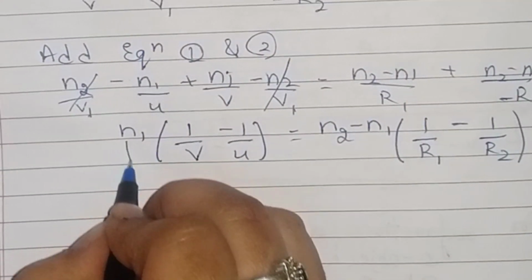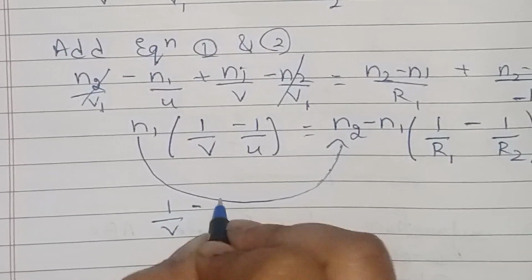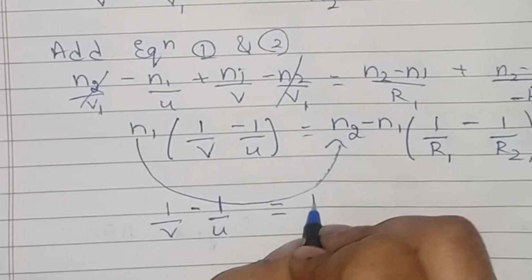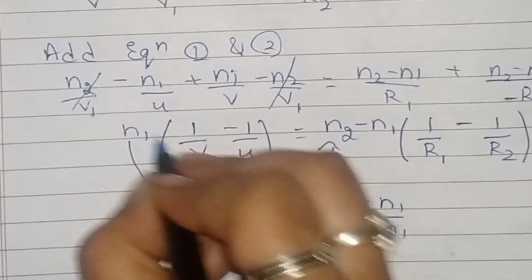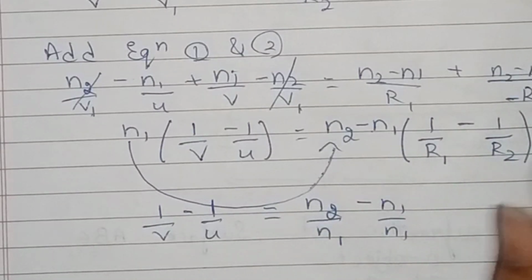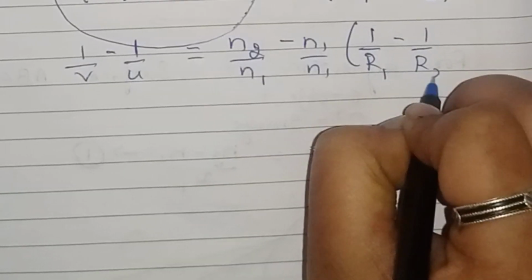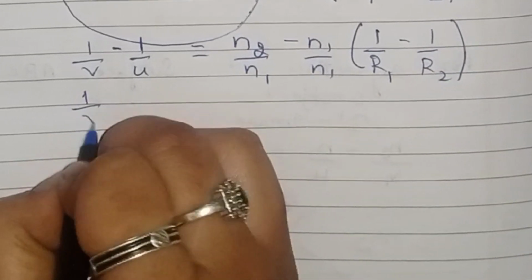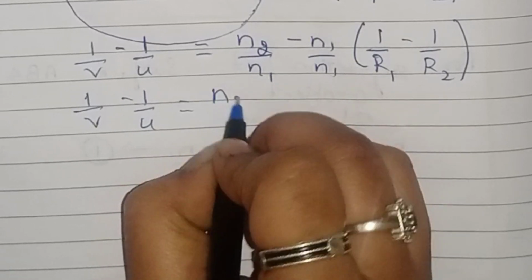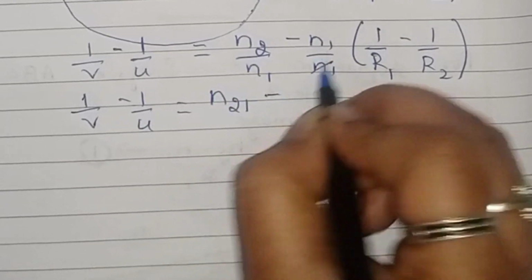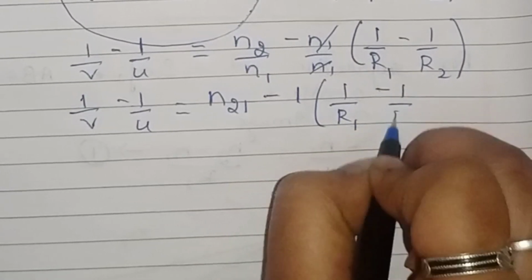This n1 we take to the other side. So 1 by v minus 1 by u is equal to n2 by n1 minus n1 by n1, since the individual terms get divided, times 1 by r1 minus 1 by r2. Now 1 by v minus 1 by u is equal to n2 by n1, we can write as n2 by n1 minus 1, this gets cancelled, times 1 by r1 minus 1 by r2.